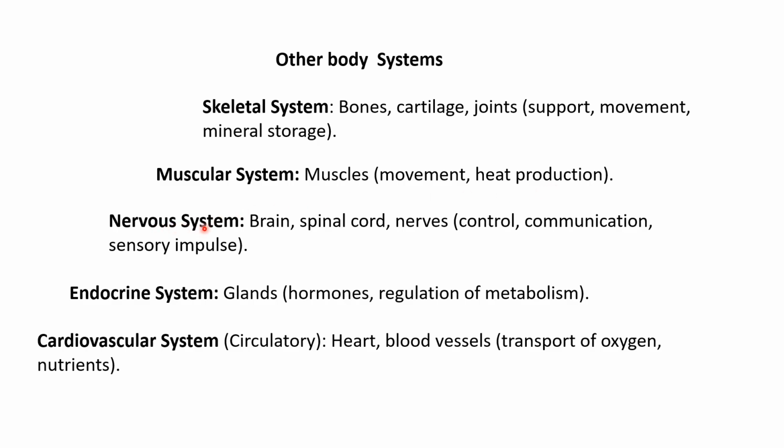We have the nervous system, which contains the brain, spinal cord, and other nerve structures. The main function is to control the body activities, for communication within the body, and for sensory impulse transmission. Endocrine system, which has many body glands, and these glands produce hormones for regulation of body metabolism activities.